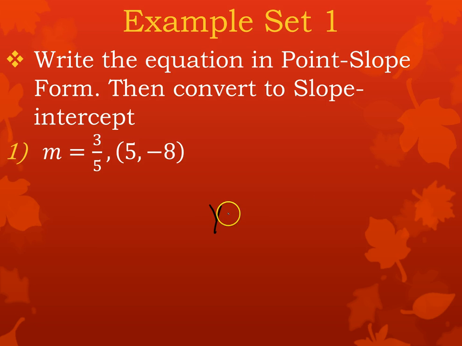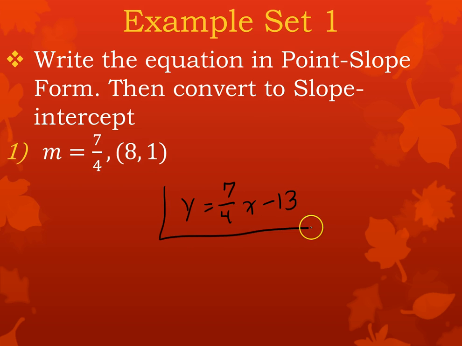Alright, so the equation you should be getting is y equals 3/5 of x minus 11. That's your equation in slope-intercept form. So again, I want you to do this one on your own as well. Put in point-slope form, convert to slope-intercept. Alright, so you should be getting y equals 7/4 of x minus 13 for your equation.